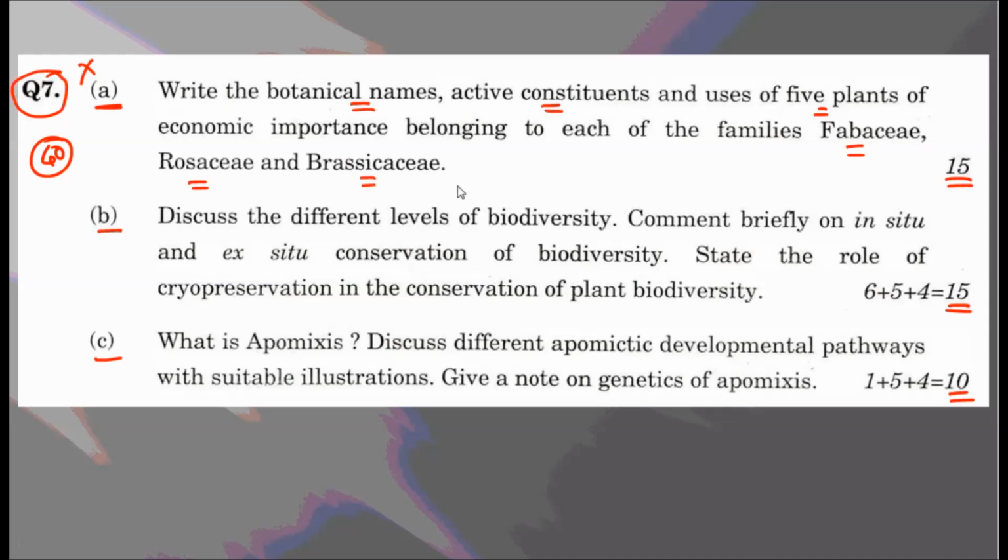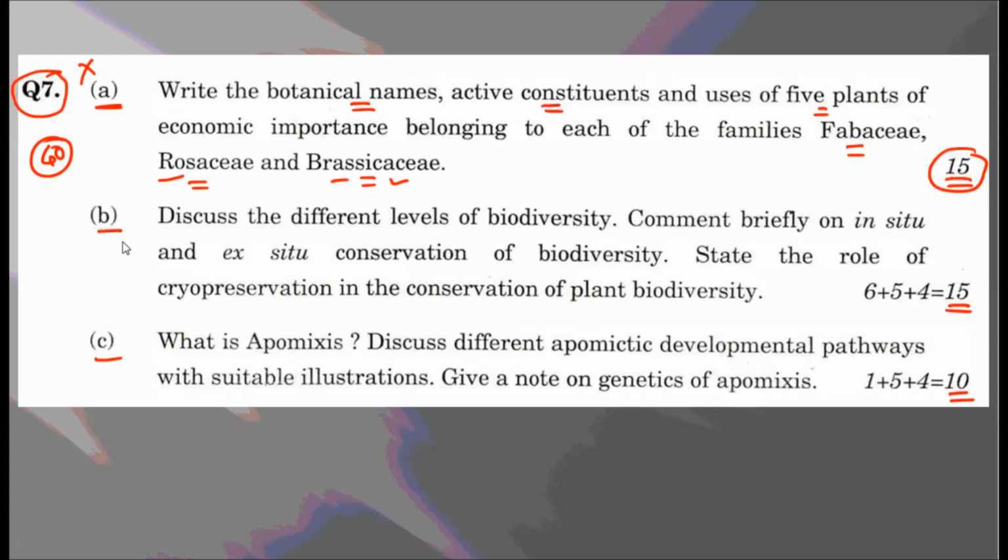That means you have to write at least 5 plants belonging to the Fabaceae family, their botanical names, their active constituent, and their economic importance. In the same way, you have to give another 5 botanical names from the Rosaceae plants, their active constituent, and the economic importance. And in the same way, you have to again give the 5 botanical names from the Brassicaceae family and write their active constituent and their economic importance. For writing these 15 plants, all right, you will get the 15 marks.